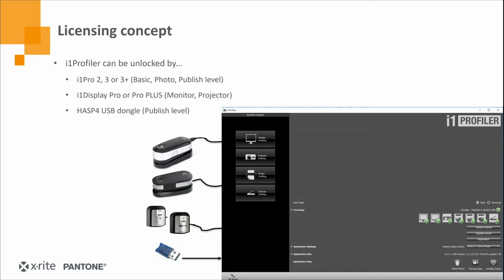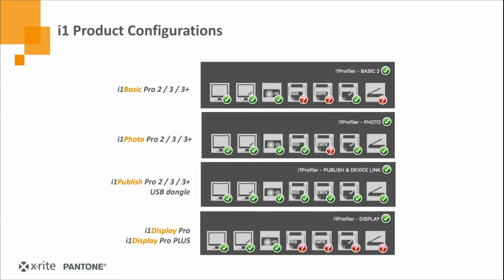So when launching i1 Profiler with a connected i1 device or dongle, the license level is indicated in i1 Profiler's home screen. Green marks indicate a licensed function and red marks indicate non-licensed functions. The slide here shows license levels for different i1 configurations, like basic, photo, publish. I cannot introduce all these packages, but you may want to visit our website, xrite.com, and go to i1 family for more information.